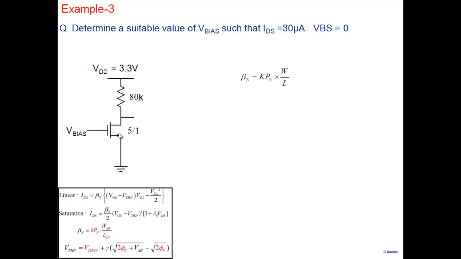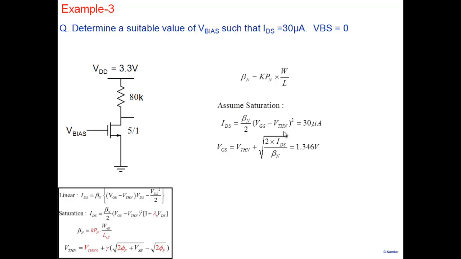All right, so in this case, note that the first thing that I always do when size is given is determine beta, because I need it in all my equations. So Kp and W by L, determine that here. Let's say I don't know whether with 30 microamperes I can bias it in saturation or not, but let's say I assume saturation.